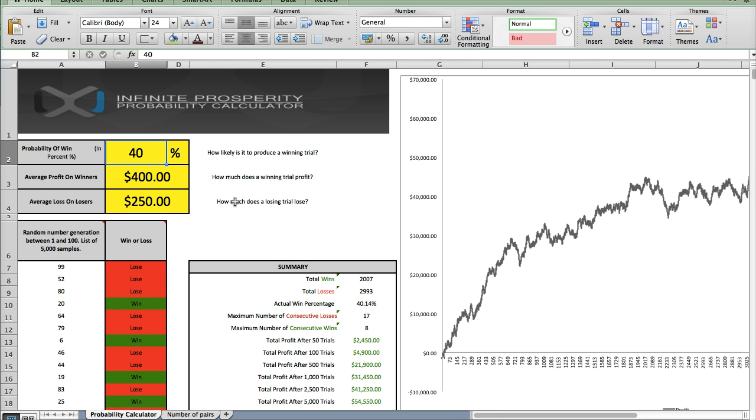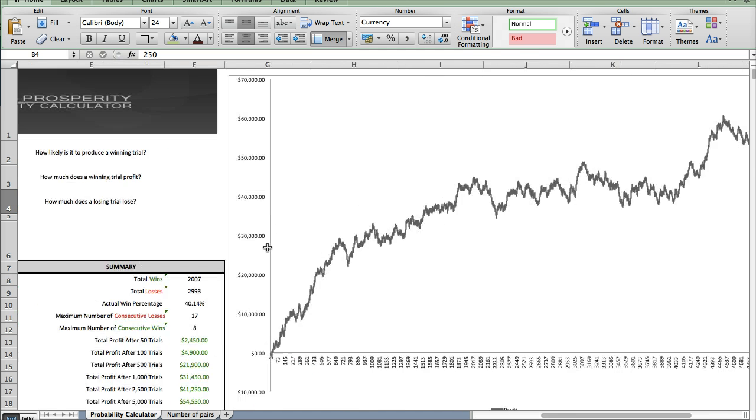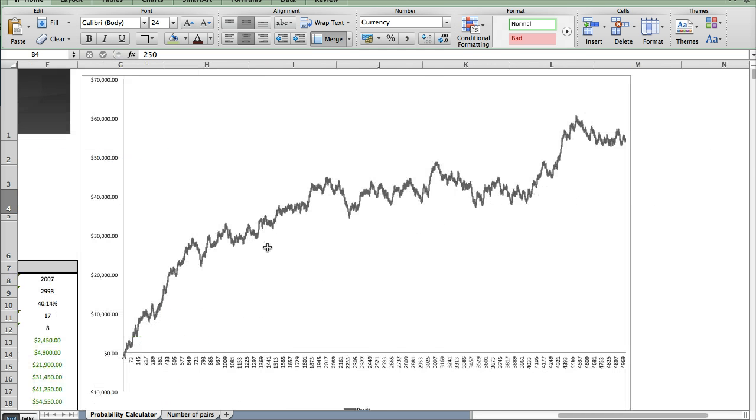Basically, what it allows you to do is type in a strike rate, enter your average profit on winners and the average loss on losers. It then gathers this information, runs it over 5,000 random samples, and generates a neat looking account equity curve like this one. The aim of the game then is not to show you how much profit or loss you'll make at any given time, but rather to show beginners that your account can and will definitely go through periods of drawdown and consolidation like in this period of time here.